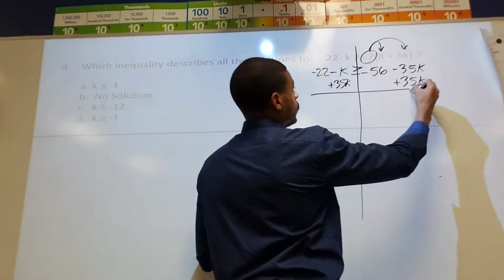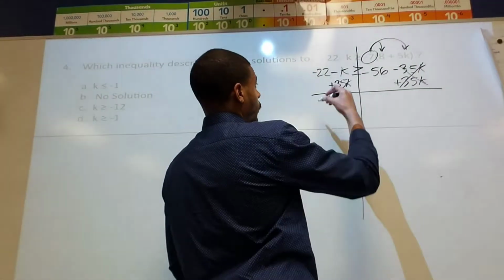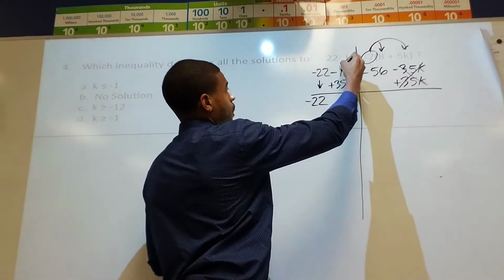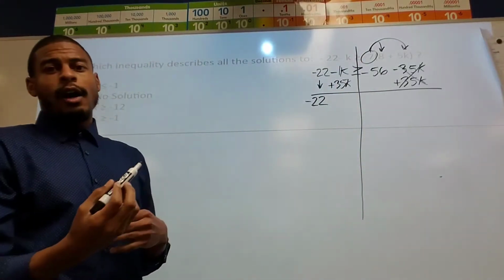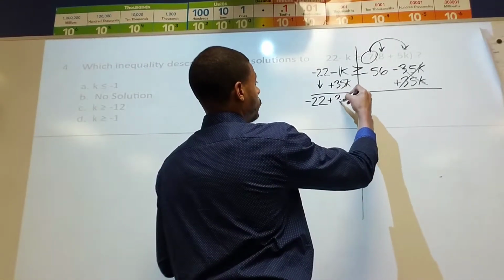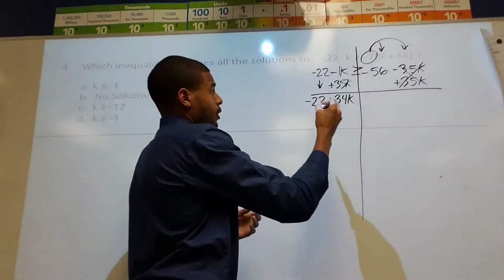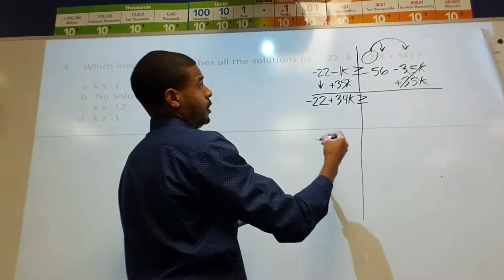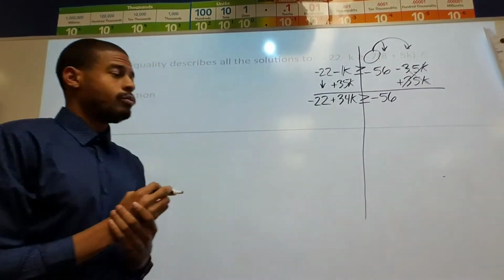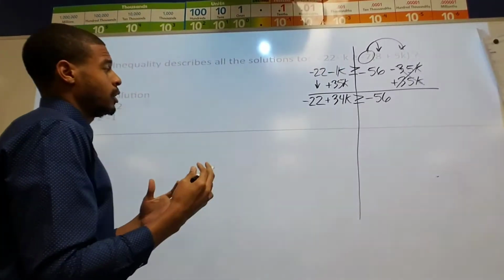Now, this gets rid of the 35k's on that side. I'm going to bring down the negative 22. And essentially this is negative 1k plus 35k. So negative 1k plus 35k is going to equal positive 34k. We're still going to have the greater than or equal to sign, and now it's going to equal negative 56. Now that I dealt with the variable, I'm going to go on to the constant.